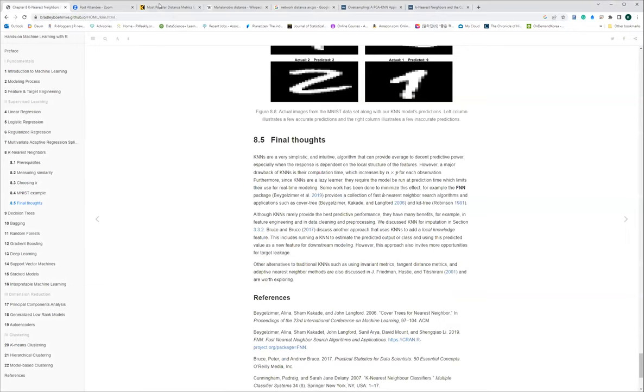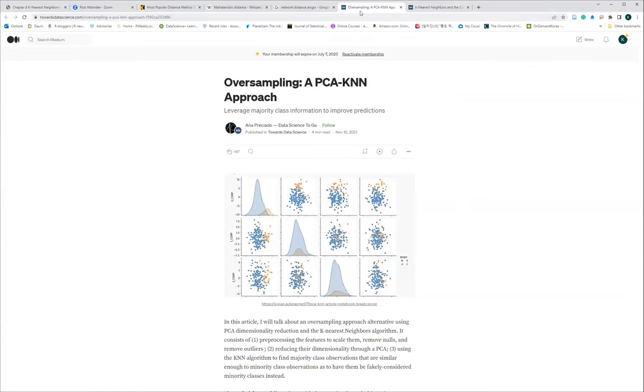So one of the things that you can use is PCA, because PCA is one of the proven techniques to reduce your dimensionality without losing much information, capturing most of the information that those predictors are giving you. And that's something that you can use in combination with KNN as a preprocessing step.